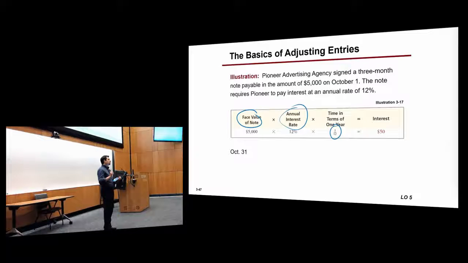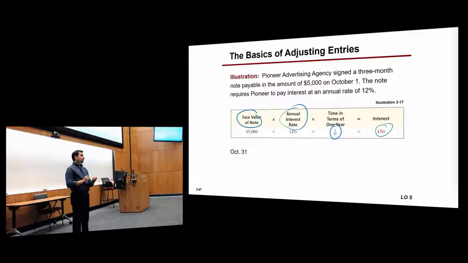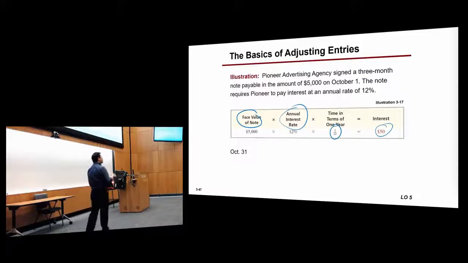The face value, this is the value of the note payable itself. And then we have the annual interest rate. And then how many months we are actually counting for. That's easy, right? So in this case, we know that the interest is $50 per month. Every month, the company will have to recognize interest.